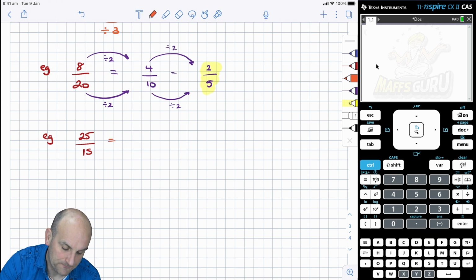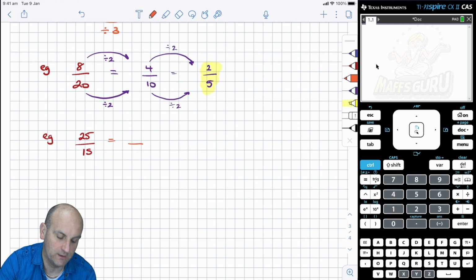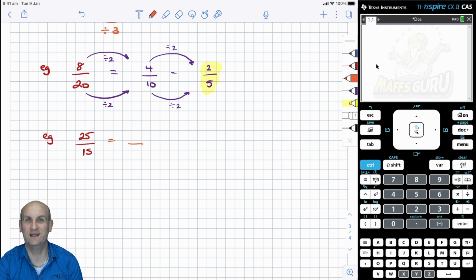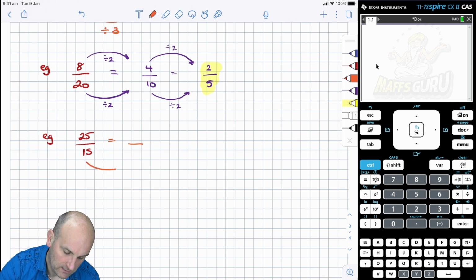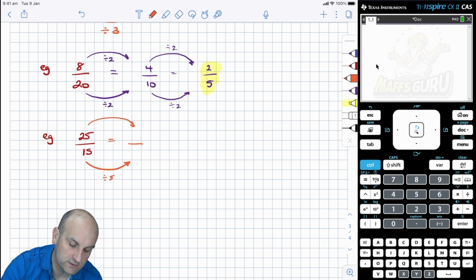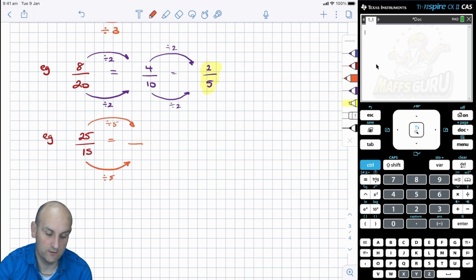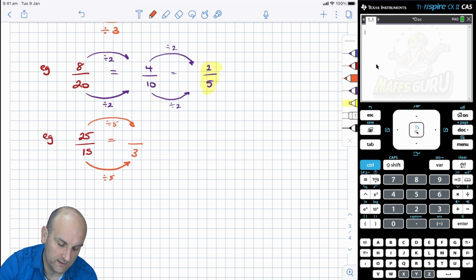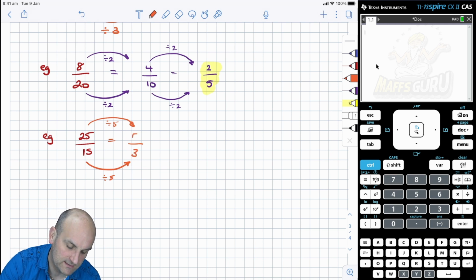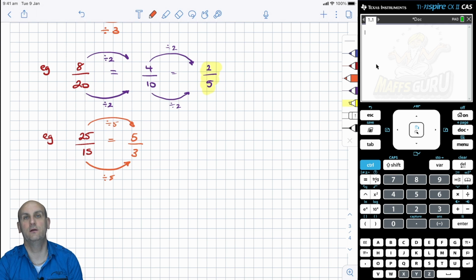Let's look at this one here. So what am I going to do? All right, what goes into both of those numbers? Well, 2, no, because they're actually odd numbers. 3 is not going into 25. I'm going to try 5 next. So actually what I'm going to do now is divide both of those by 5. Notice what I did. And if you don't understand why I chose the numbers I did, there's a different video on there. So 15 divided by 5 is 3. 25 divided by 5 is 5, and I cannot go any lower than that.